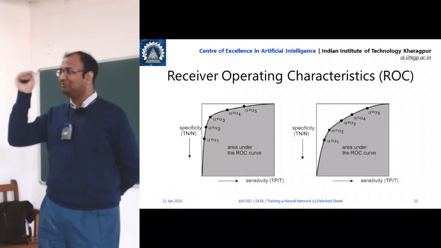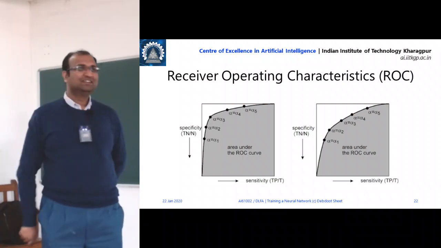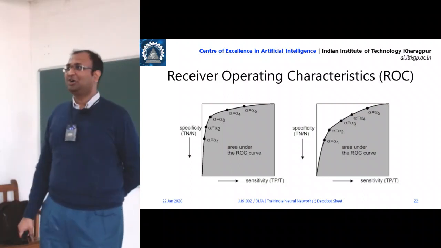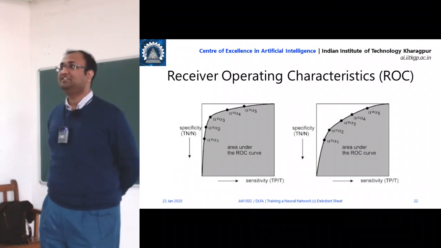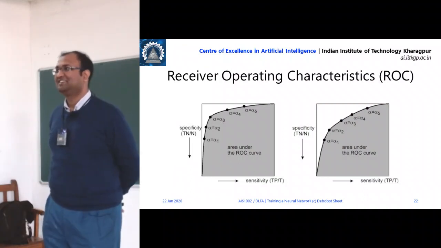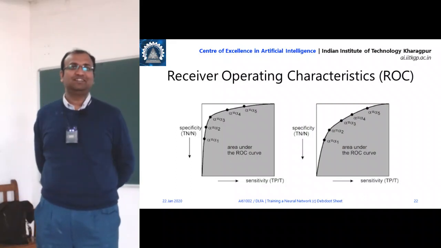Does it ever ring a bell? Like, where is that receiver? Okay, so this comes from the era of World War, 1930s and radar. So the receiver over here is essentially a radar screen.